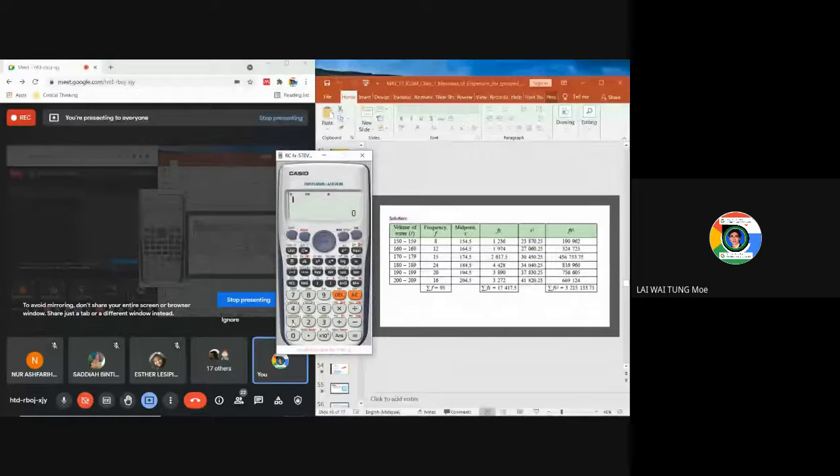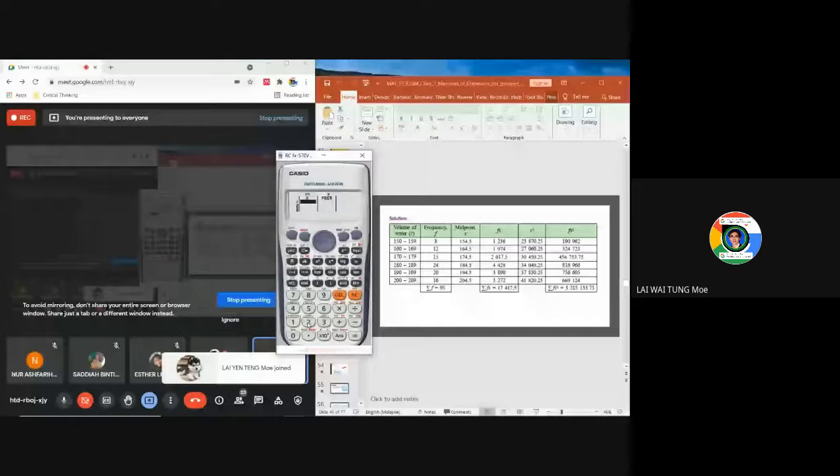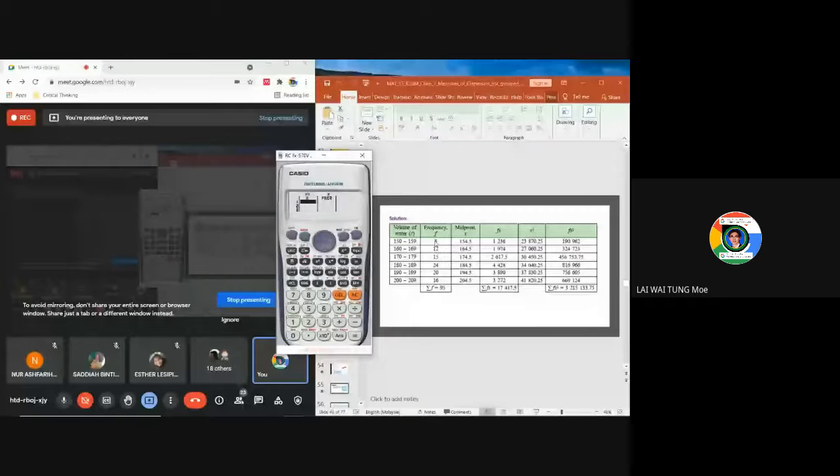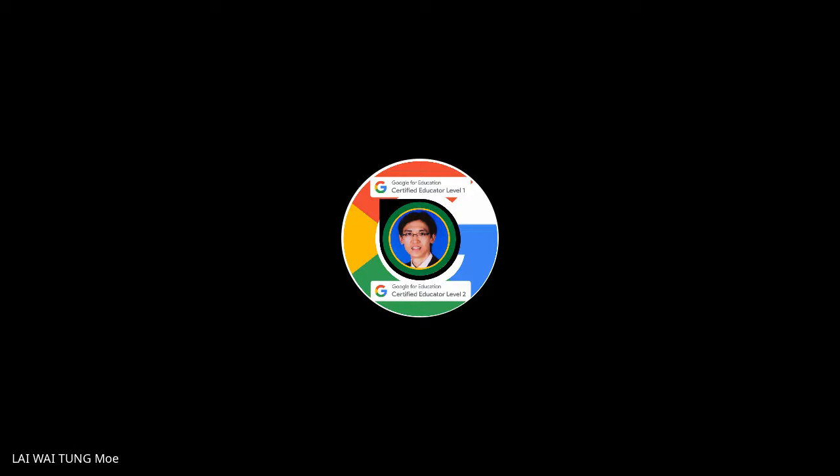So I will go to number 2, because I want to key in my data from this table into my calculator. X is actually your midpoint, which is found in your table. So I will key in this part into my calculator as X. And the frequency here is referring to this column. You want to key in these two columns into the calculator. So I'll go ahead and press N.